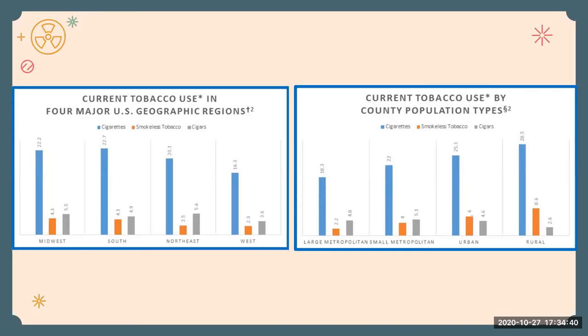For the second slide, the current tobacco use by county population types is the same: blue for cigarettes, orange for smokeless tobacco, gray for cigars. We have the larger metropolitan, the smaller metropolitan, urban, and rural. And here it shows that the highest is 28.5 and 25.1 for the use of cigarettes in urban and rural areas. Next slide.